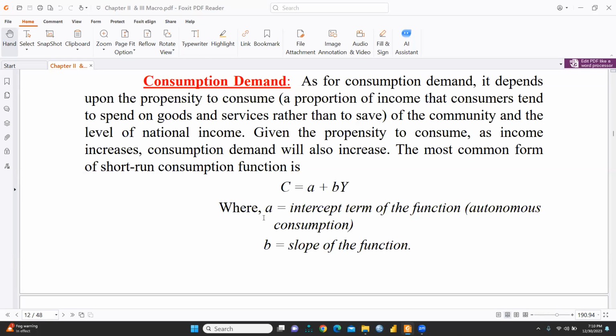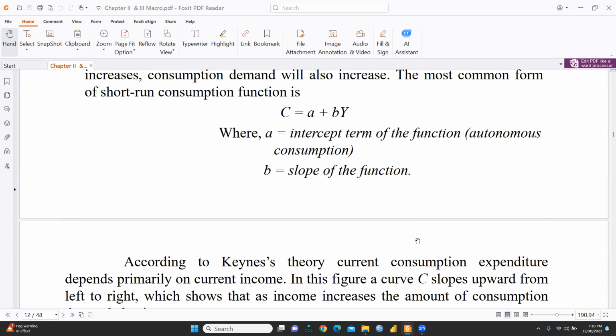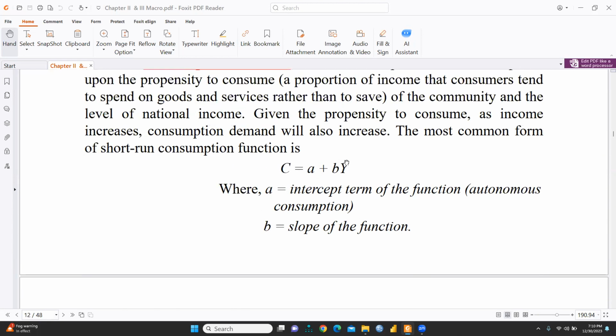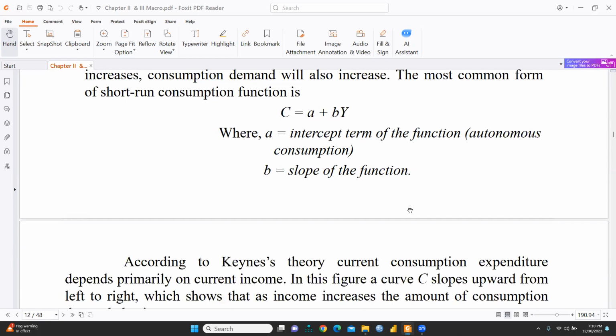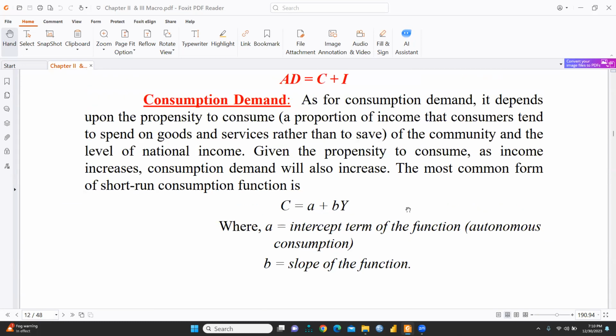Consumption demand here is C equal to A plus BY. What do we mean by A? A is the intercept term of the function, autonomous consumption. B stands for the slope of the function. And Y stands for income.